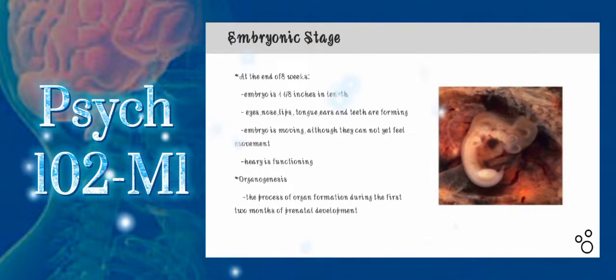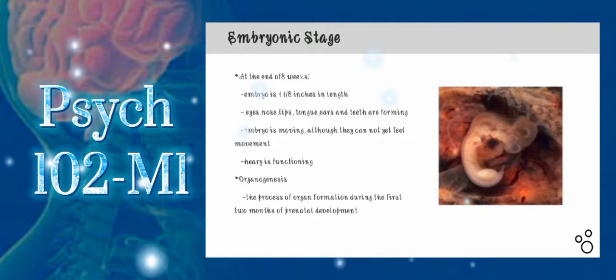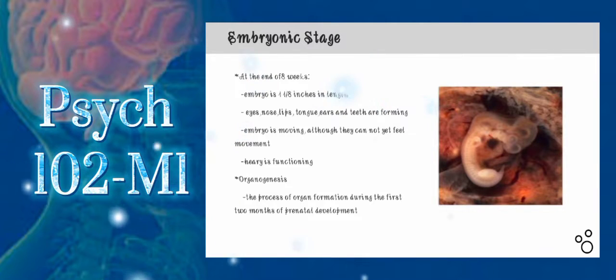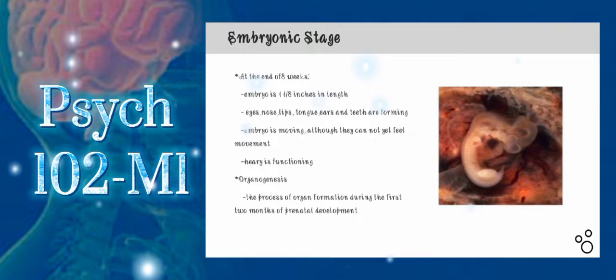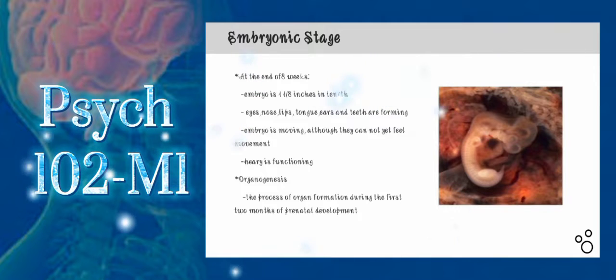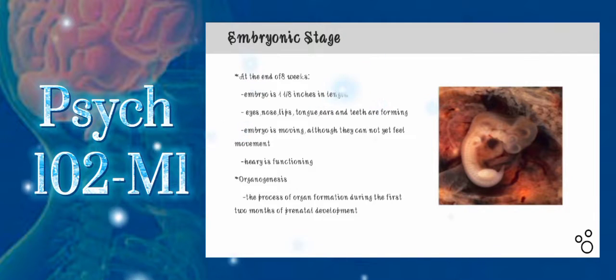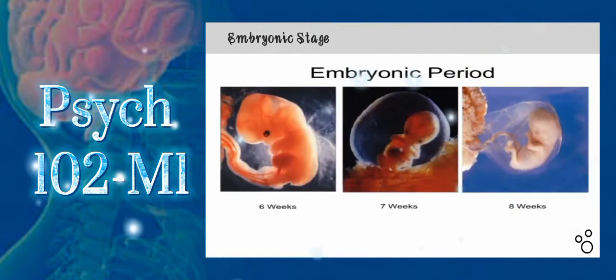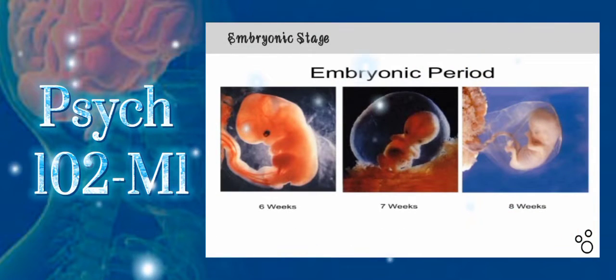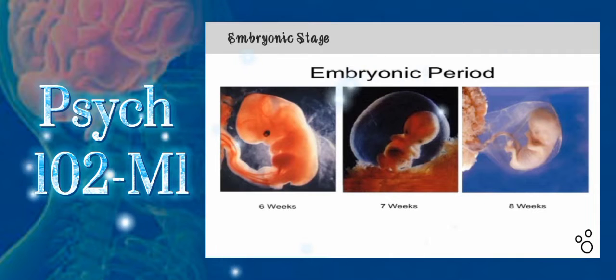At the end of 8 weeks of the embryonic stage, the embryo is 1 1/8 inches in length. Eyes, nose, lips, tongue, ears, and teeth are forming. The embryo is moving, although the mother cannot yet feel the movement. The heart is functioning. And the last part is organogenesis, the process of organ formation during the first 2 months of prenatal development. Now these are example pictures of the development during the embryonic period.